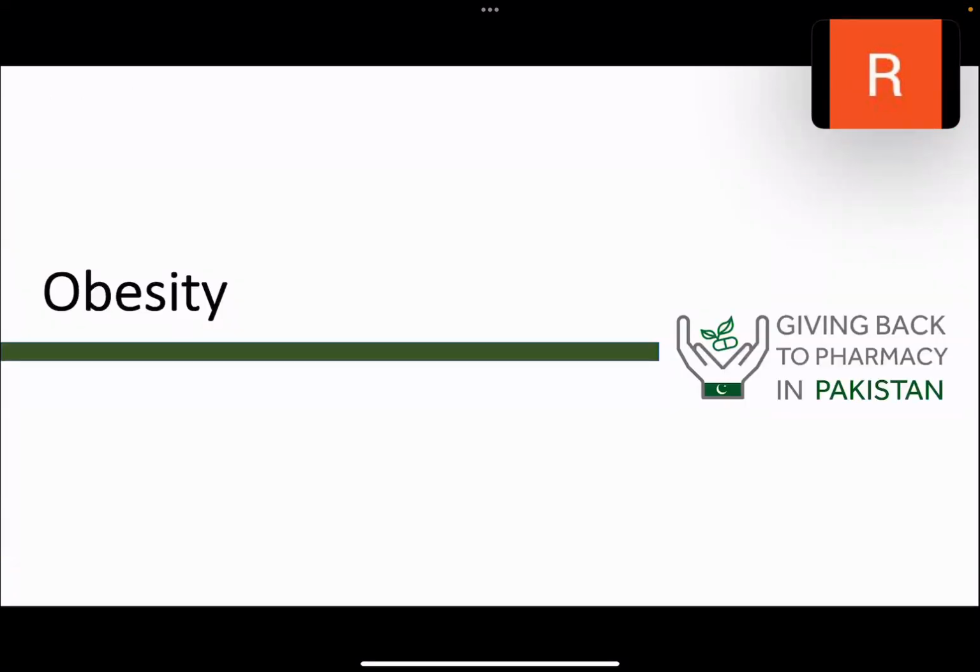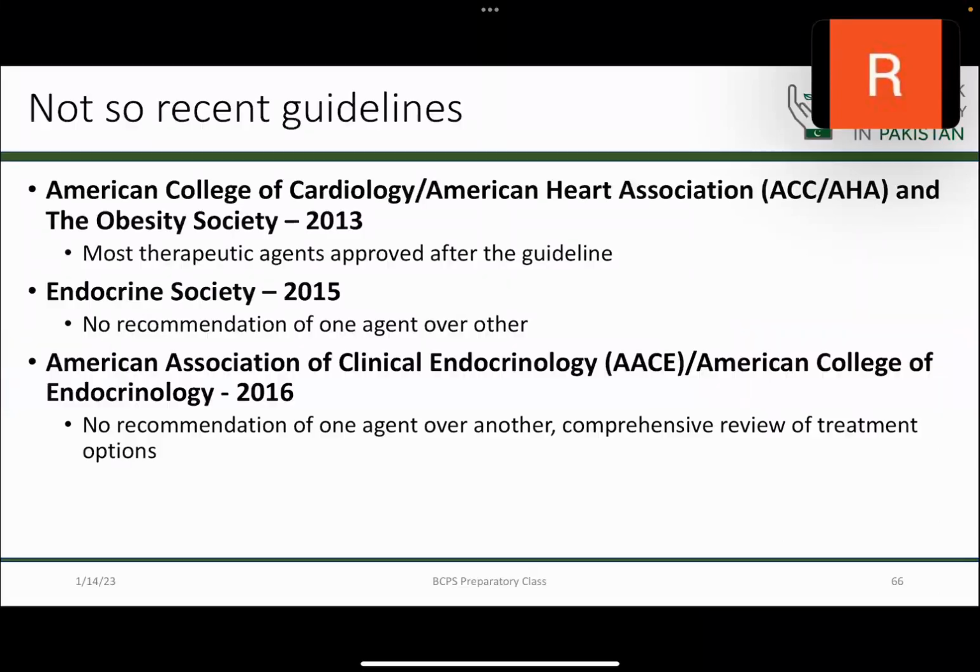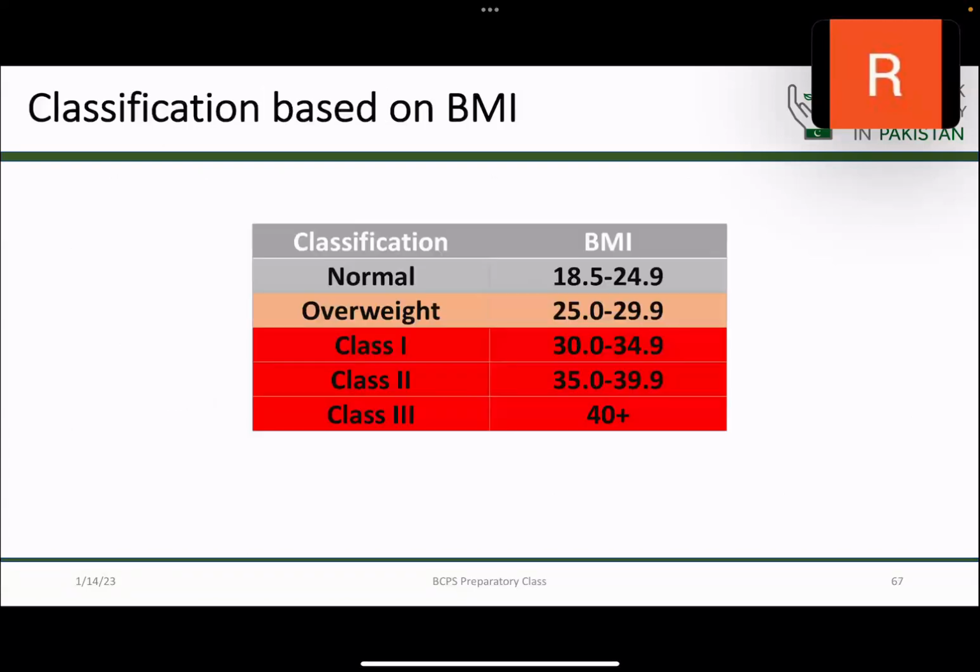So in the end, just 2 or 3 slides on obesity. So there are different guidelines on obesity. We will not go into details, but you have to memorize this one, that based on BMI, which classes exist. So normal BMI is 18.5 to 24.9, and beyond 30, the patient is actually obese, class 1, class 2, class 3.